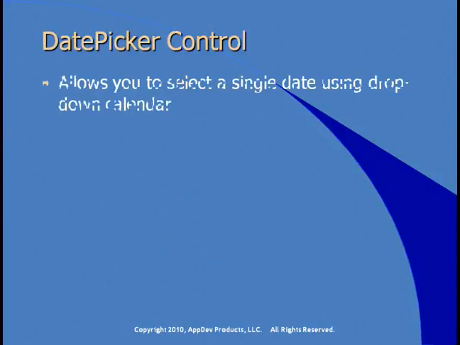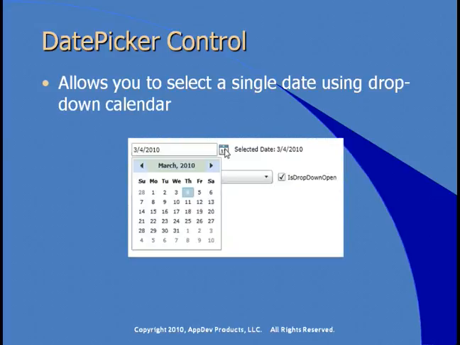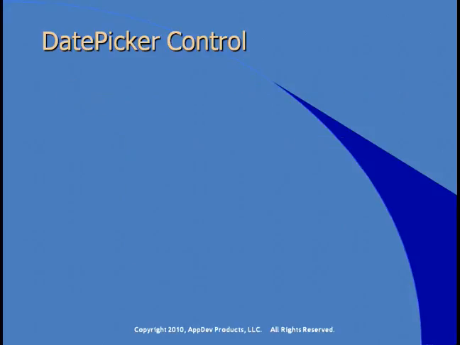The date picker control allows you to select a single date using a drop-down calendar, and it looks something like this. You have a little text box, a button to click, and a drop-down portion that represents the calendar you're choosing from. So it's kind of like a combination of a text box and a calendar control.